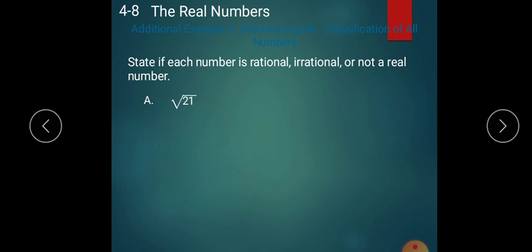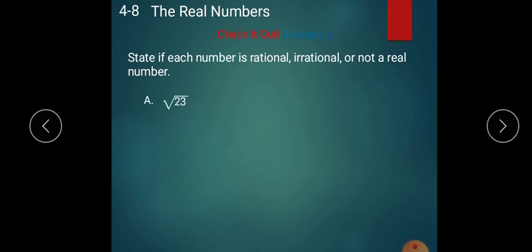So let us quickly guess what the decimal expansion can be, whether it is terminating or non-terminating. Root 21. 21 is not a perfect square, so it is an irrational number. 4 by 0, it is undefined. Root 23. 23 is a prime number, so it will be an irrational number.